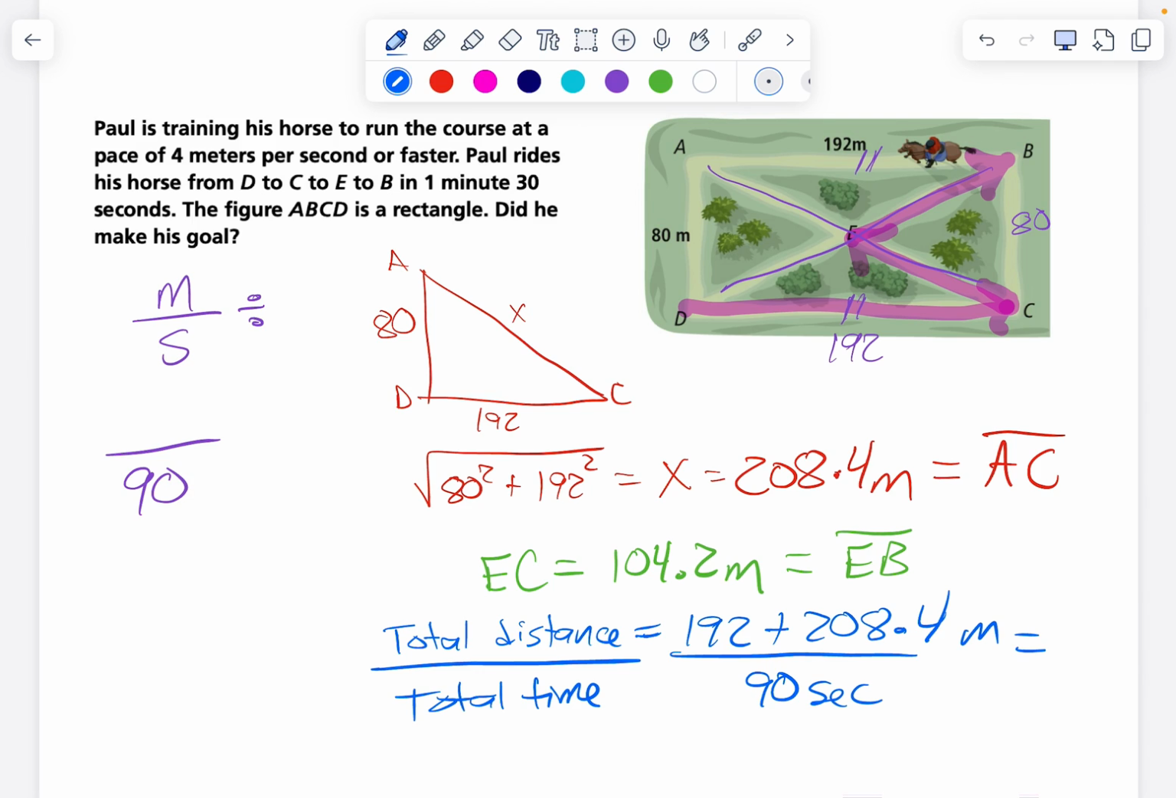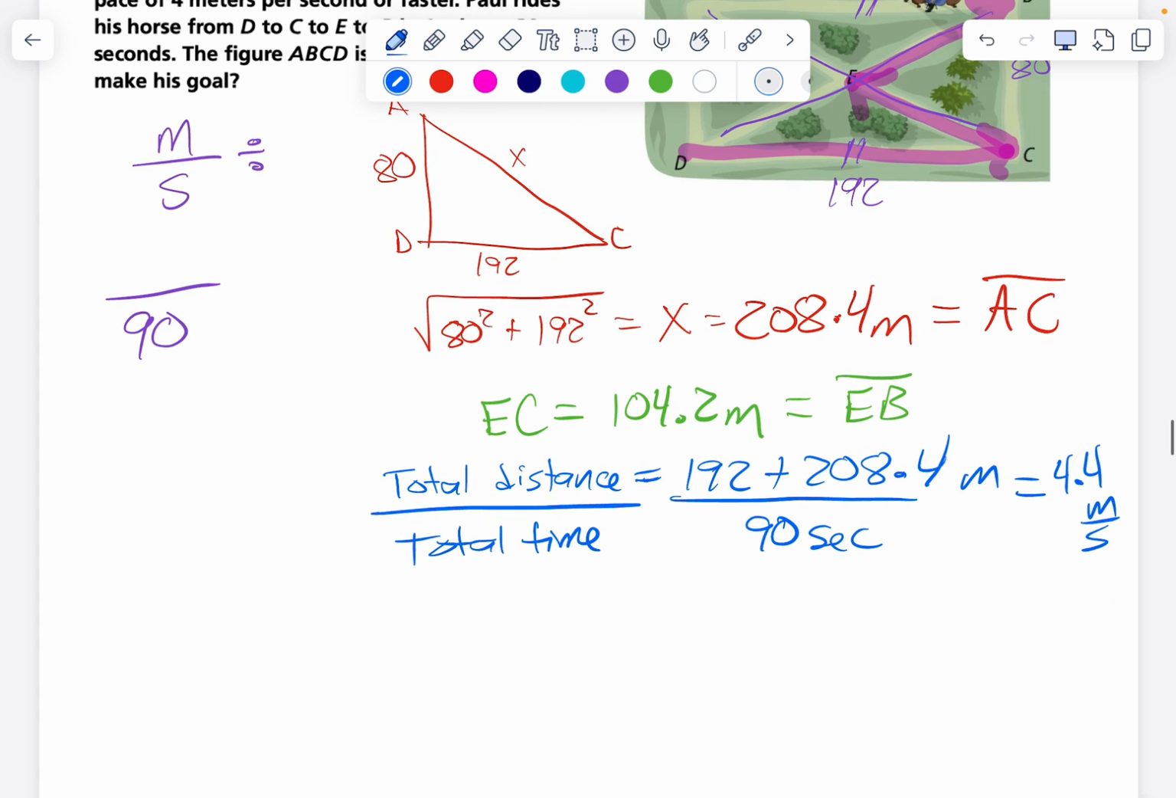And you're doing it, right? What'd you get? 4.4 meters per second. And he wanted to be 4 or faster, so did he make it? In other words, is it better to be above 4 or below 4? Above, right? Because if he was going 20 meters per second, that's way faster than 4 meters per second. So he met this, right? Yes, he did.